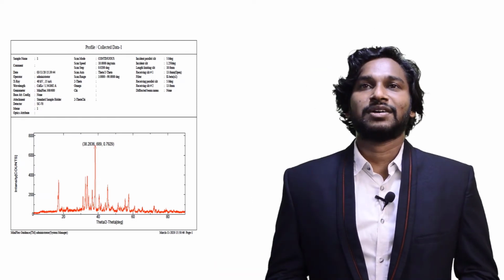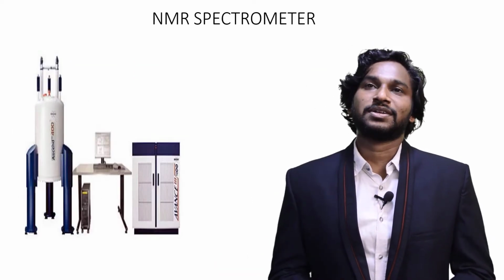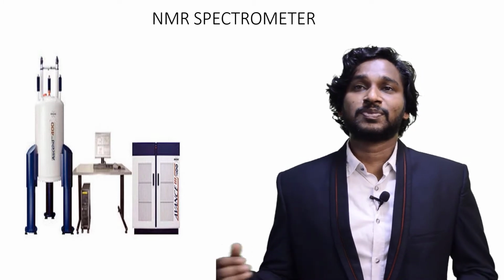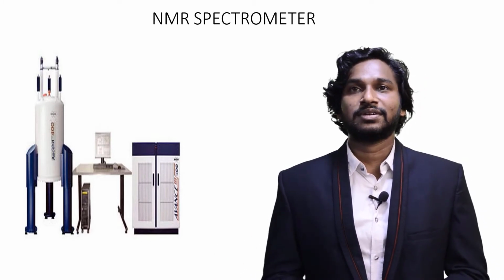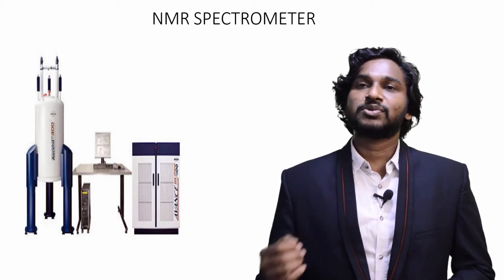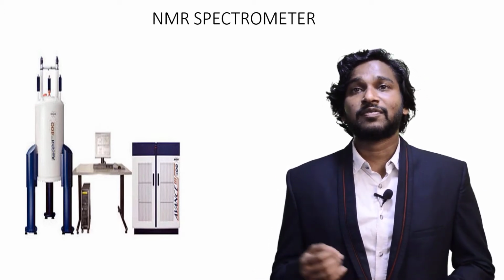Well, coming to nuclear magnetic resonance spectroscopy. Nuclear magnetic resonance spectroscopy is one such technique to elucidate the three-dimensional structure of a protein. In this technique, we will be using electromagnetic radiation in the form of laser.